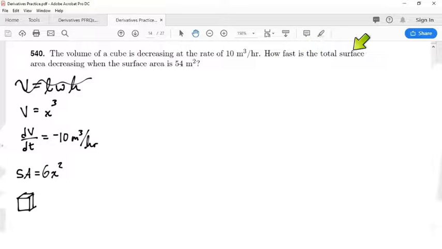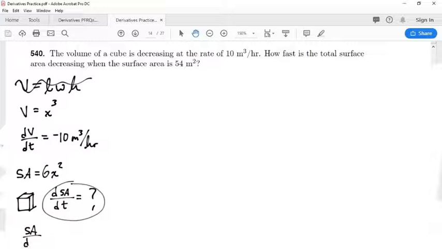Okay, how fast is the total surface area decreasing? Oh, that's like a rate. So we're actually looking for dSA over dt. This is what we're looking for. This is our goal. And because it's decreasing, we should get a negative answer when we're done. That's kind of like a check. This is when the surface area is 54 meters squared. So now we also have a surface area, which is 54 meters squared.